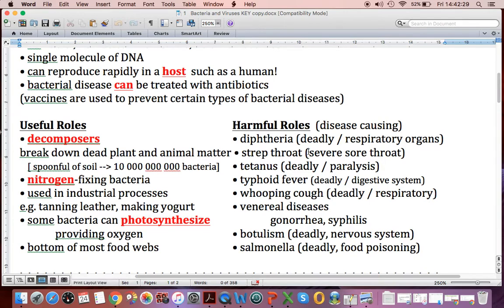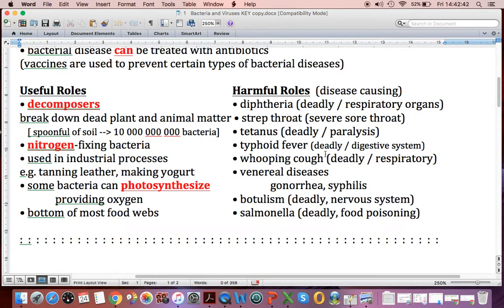Typhoid fever, whooping cough, something you've probably been immunized for, certain types of venereal diseases, and botulism and salmonella are two kinds of food poisoning, and both can be deadly.